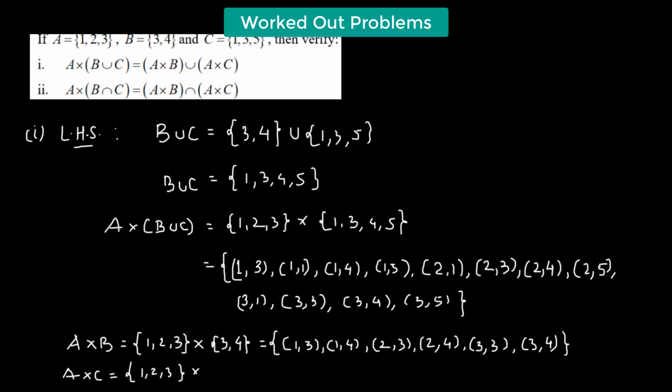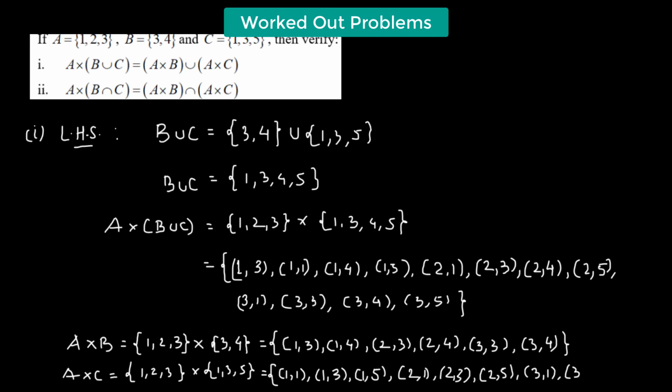and {1, 3, 5}. So that should give us (1, 1), (1, 3), (1, 5), (2, 1), (2, 3), (2, 5). And we have (3, 1), (3, 3) and (3, 5).